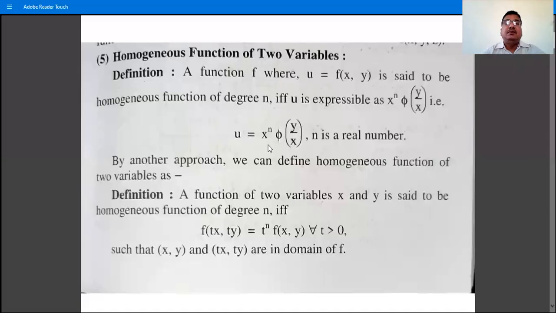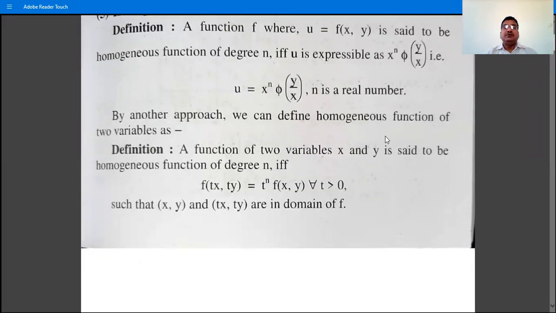Homogeneous function of two variables. A function f(x,y), or f(x,y) denoted by u, is said to be a homogeneous function of degree n if u can be expressed in the form x raised to n phi(y/x), where n is a real number.